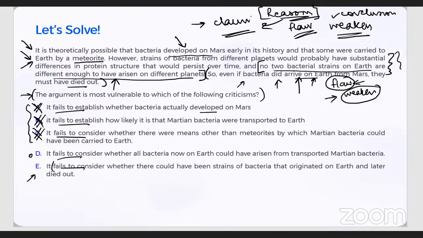E is also saying that the argument fails to do something. Let's see what E is. Option E is saying that the bacteria that started on Earth, but it fails to consider whether there could have been strains of bacteria that originated on Earth and later died out. So it's talking about the bacteria that was born on Earth and died. But now, see, if you think about it, the argument is not about the bacteria that was on Earth. The argument is about bacteria that came from Mars. So bacteria that originated on Earth is not at all relevant to us. E is also out. My answer is option D.